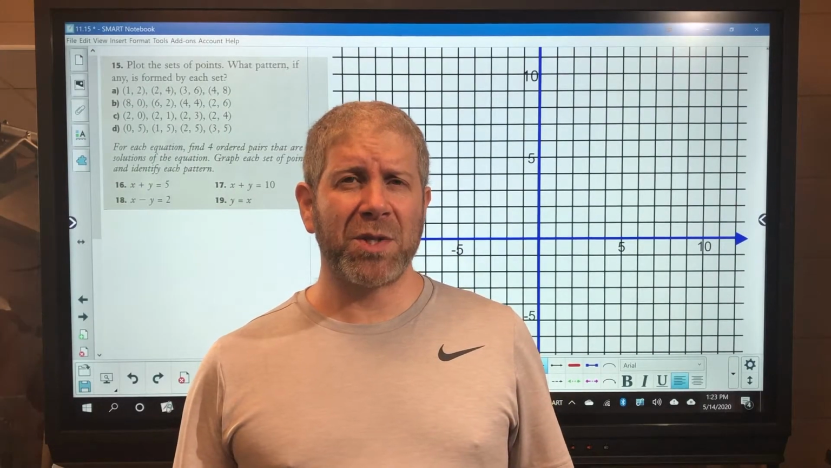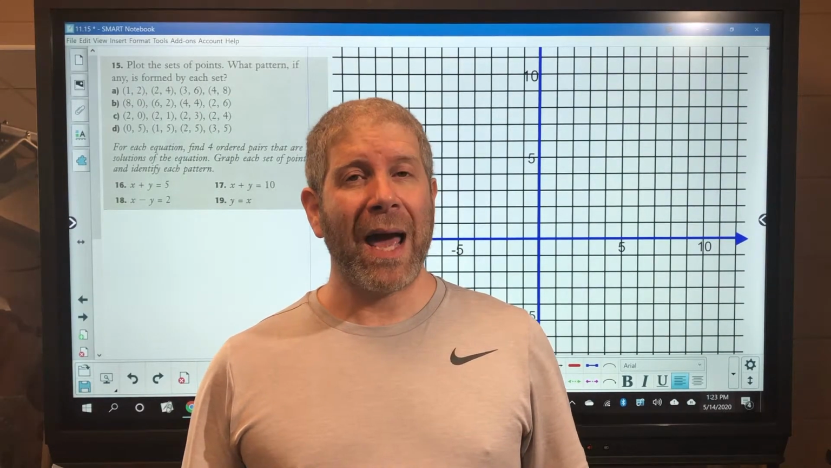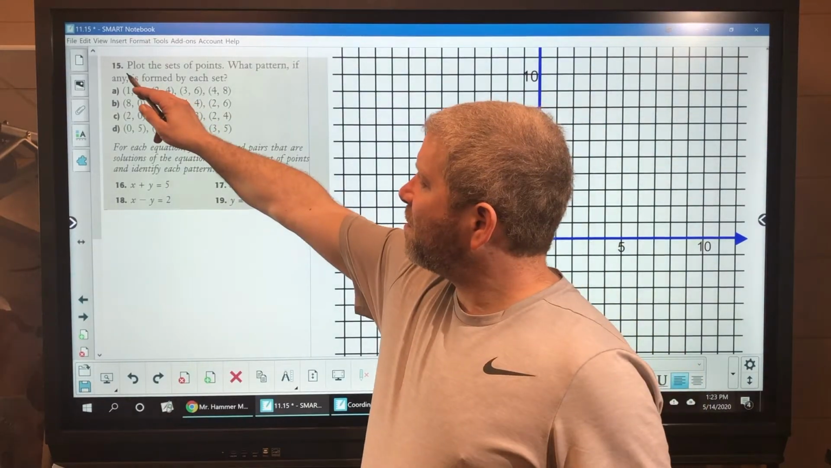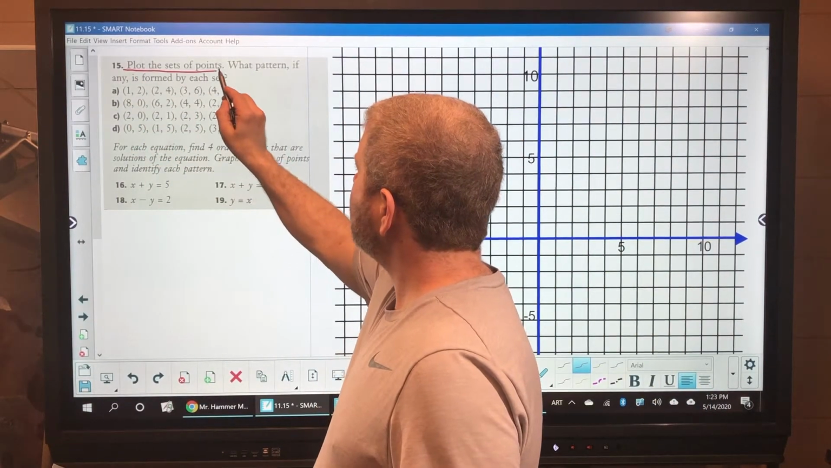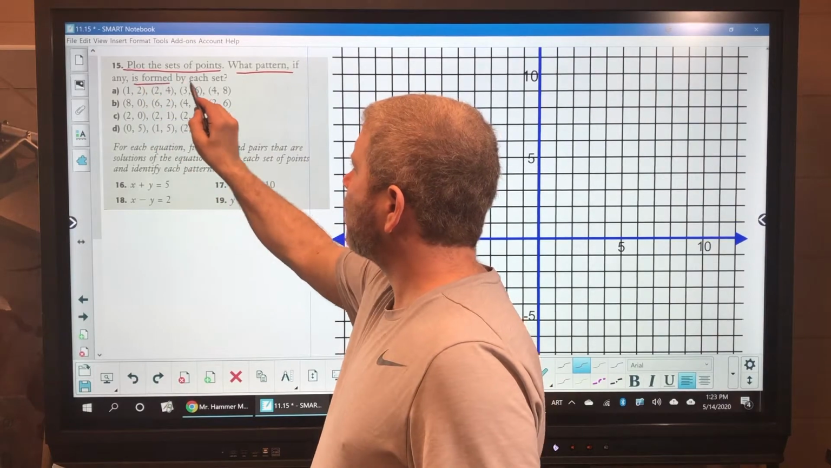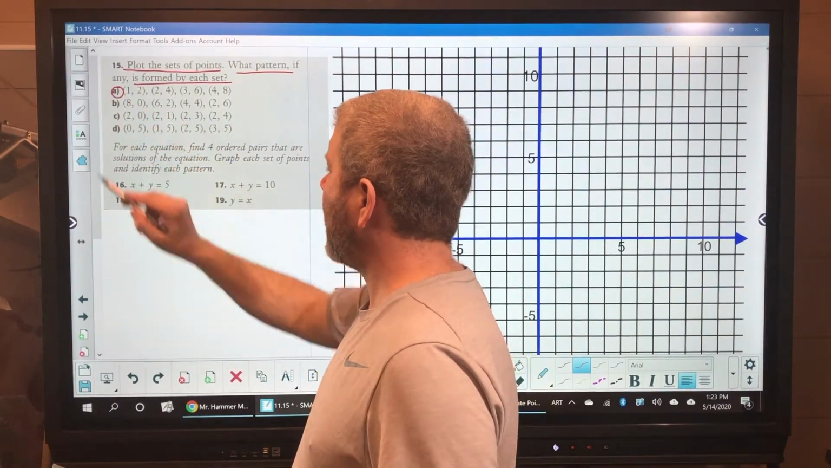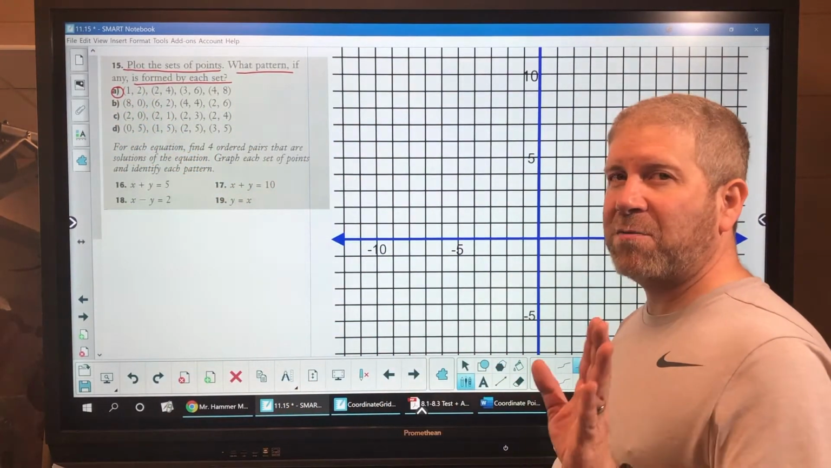We're going to take up some questions from section 11.14 and 11.15. This is question number 15. Plot the set of points. What pattern, if any, is formed by each set? So let's look at A. We're going to plot the points from A first.